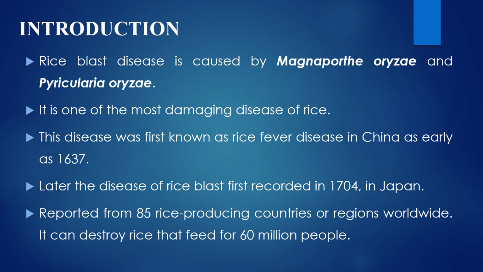This disease was first known as rice fever disease in China and it is identified as early as 1637. Later, rice blast disease was first recorded in 1704 in Japan and it has been reported from 85 rice producing countries or regions worldwide and it can also destroy rice that feeds 60 million people.